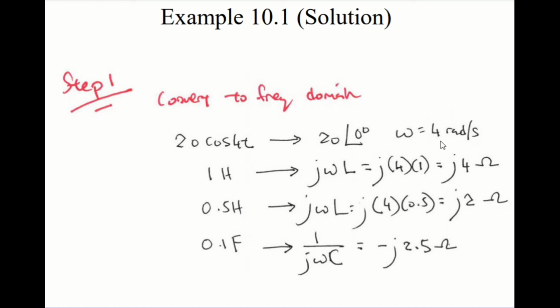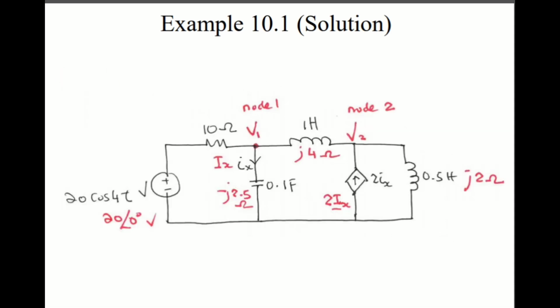So W, we use this 4 radian per second value. L is the value of the inductor, and C is the value of the capacitor. So now replace the phasor form values into the circuit. Here the voltage source is 20 angle 0 degrees.